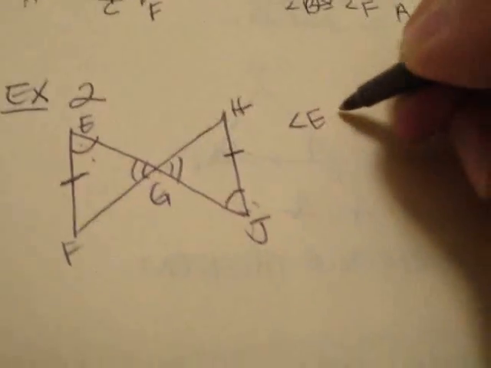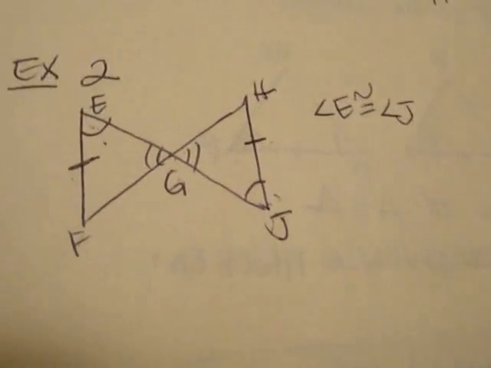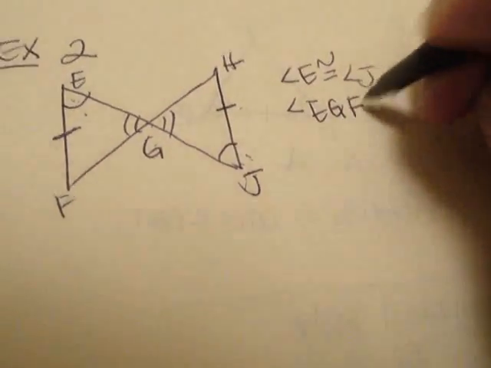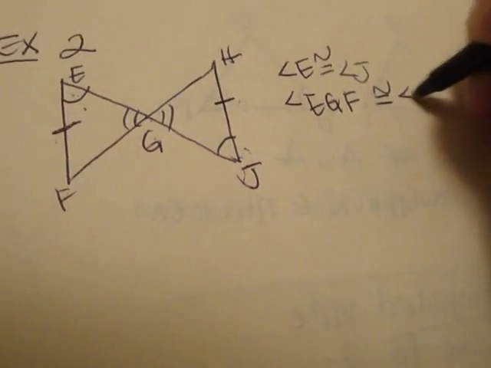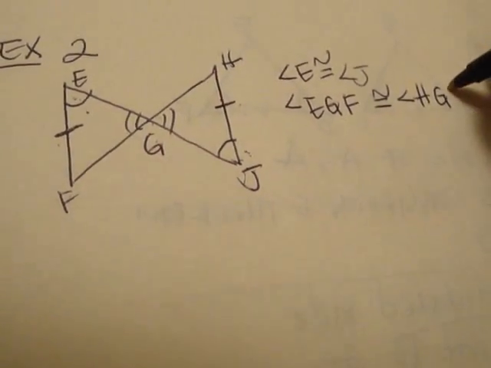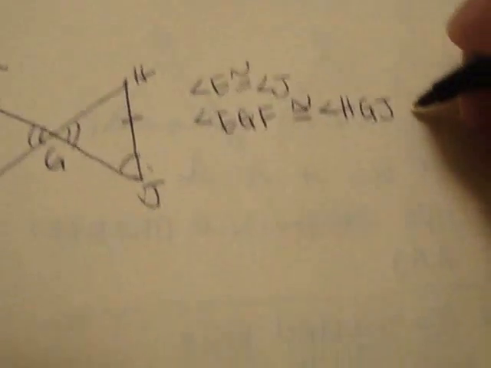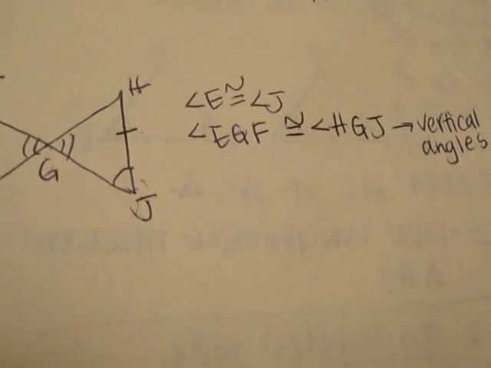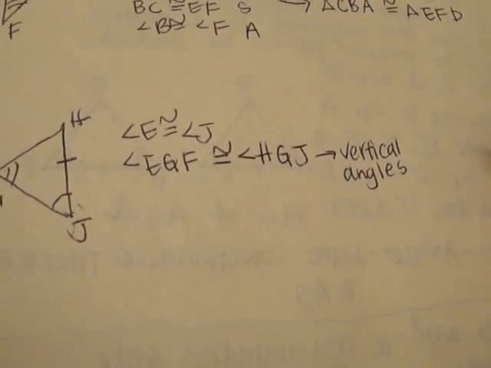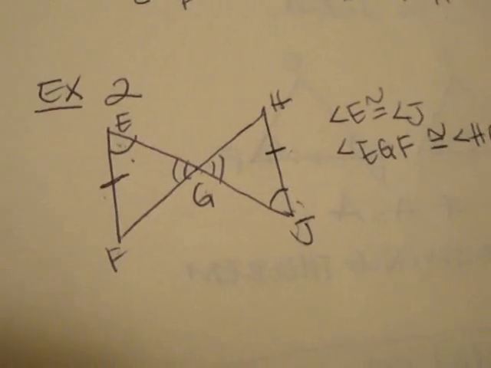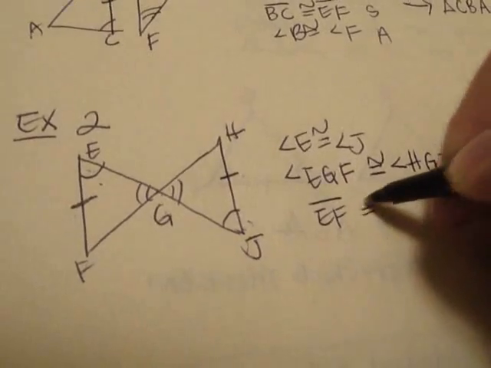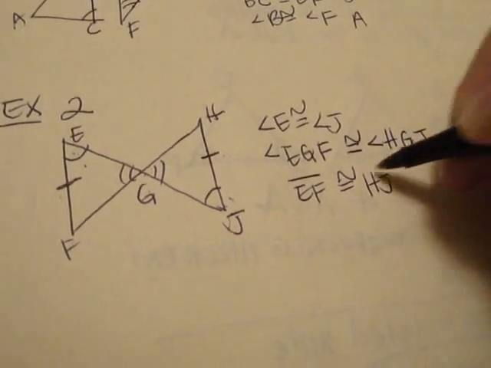Angle E, according to the diagram, is congruent to angle J. And angle EGF is congruent to angle HGJ. And this is because they're vertical angles. And remember, we learned vertical angles are congruent. And then we see that side EF is congruent to side HJ.